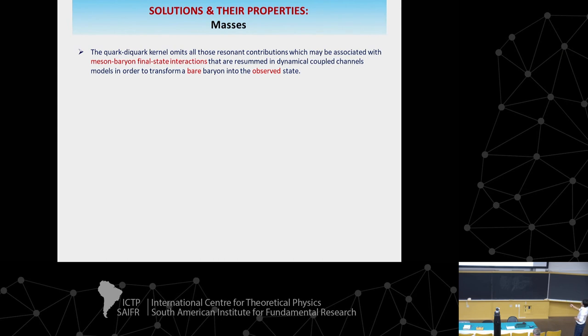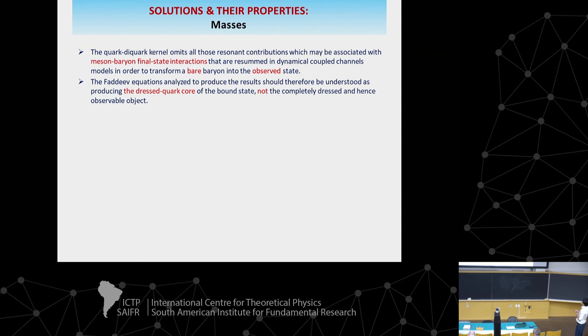We know that the quark and quark dipole kernels omit all the resonance contributions with the meson baryon final state interactions that are resummed in dynamical coupled channels models in order to transfer the bare meson into the observed state. What does it mean? It means the observed experimental state is not the massive bare state. Okay, thank you.